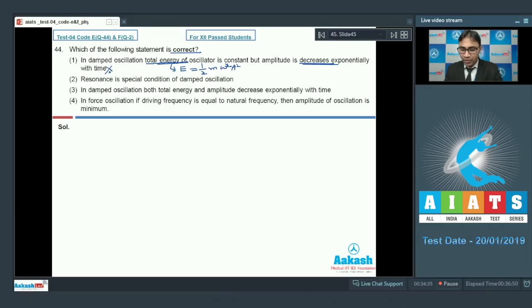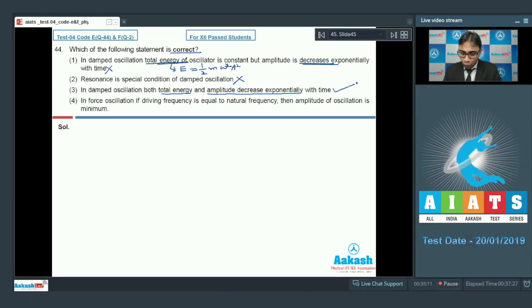Second option says resonance is a special condition of damped oscillation. No, resonance is a special case of forced oscillation. When the frequency of the driving force matches the natural frequency, then there will be resonance. So this is not damped oscillation. Option 3: in a damped oscillation, both total energy and amplitude decrease exponentially with time. Yes, amplitude also decreases, and since amplitude decreases, energy will also decrease. So this is correct.